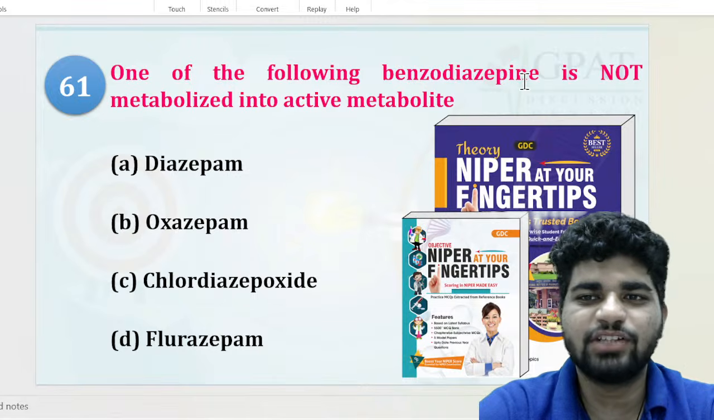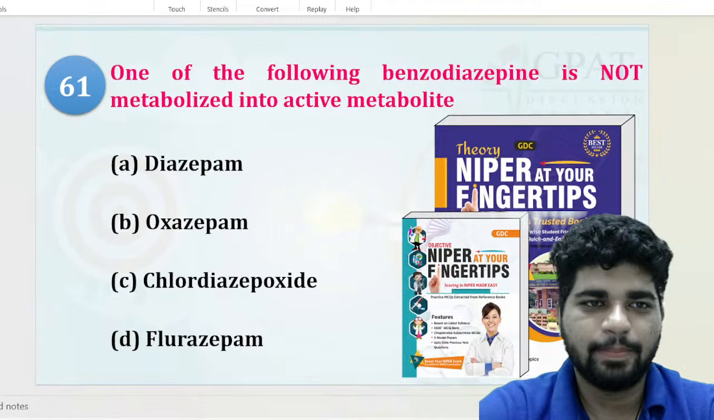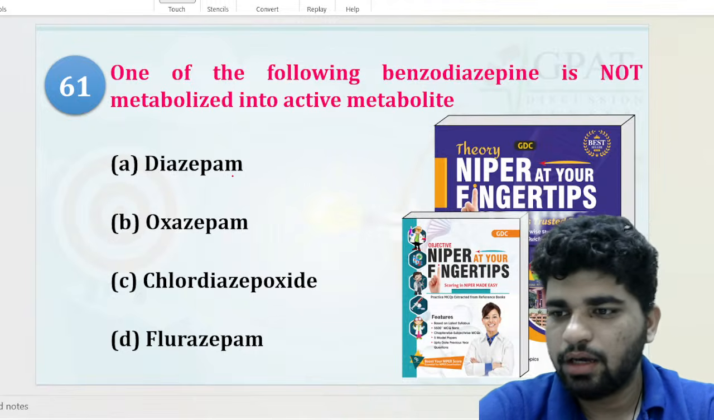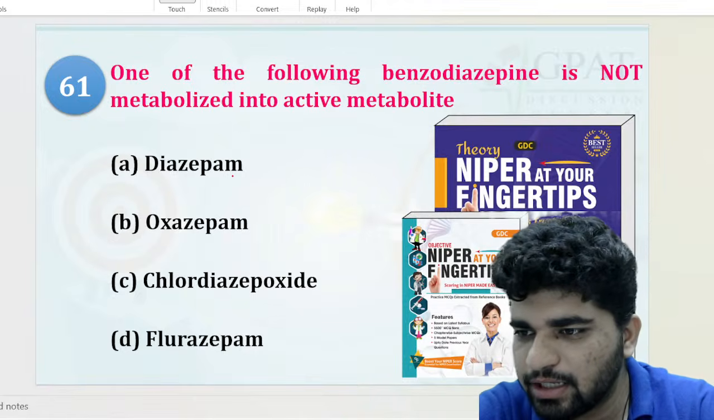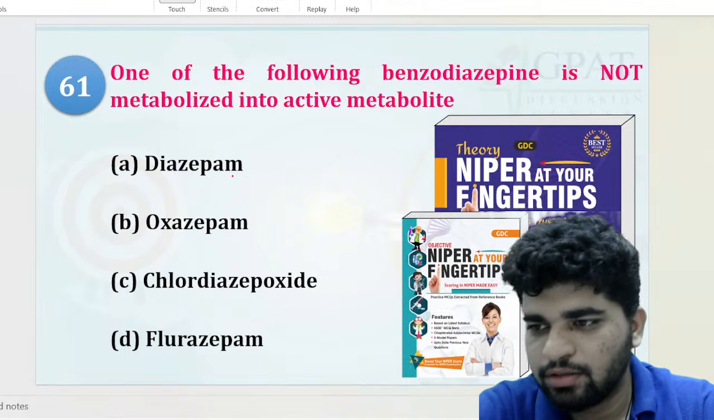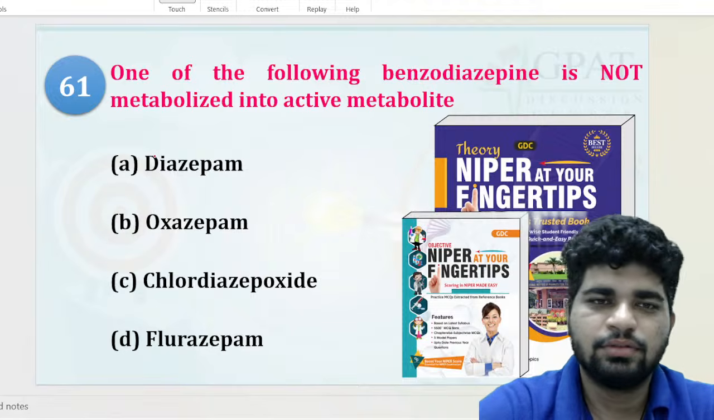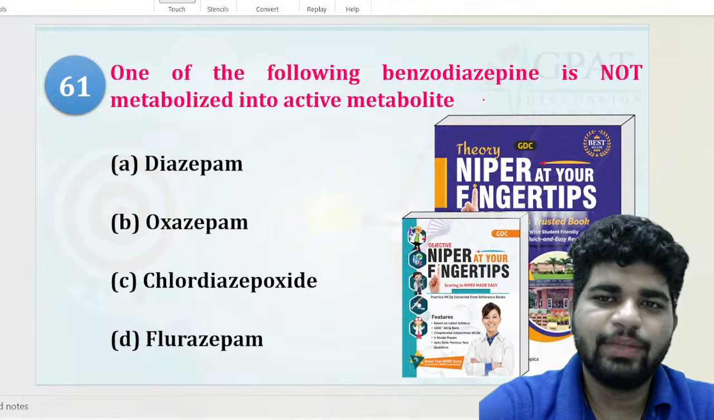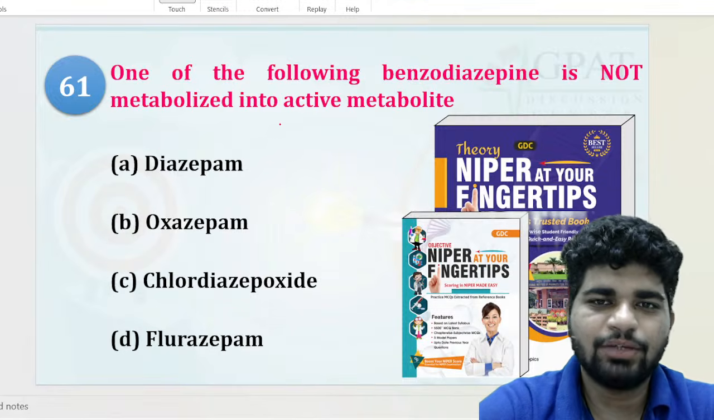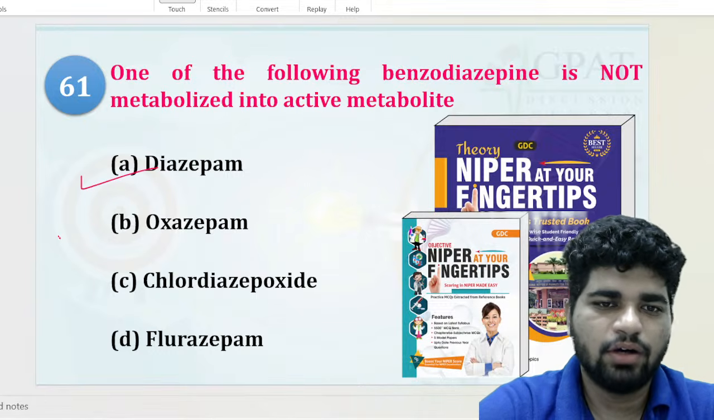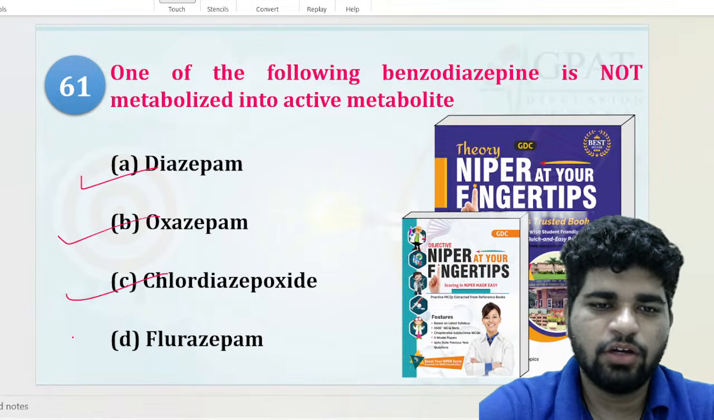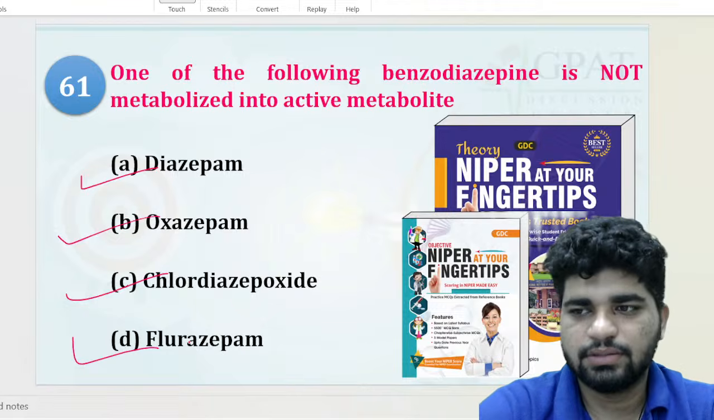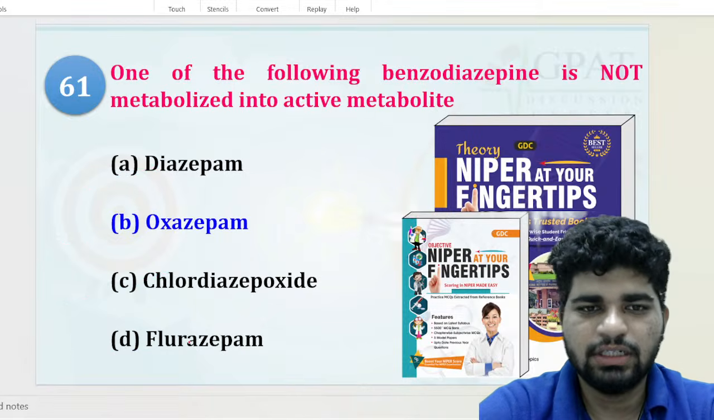Now, one of the following benzodiazepines is not metabolized into an active metabolite. It is diazepam, oxazepam, chlordiazepoxide, or flurazepam. That's your oxazepam, guys.